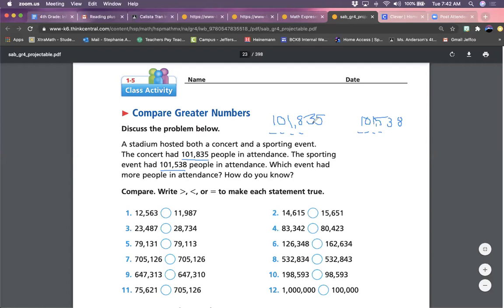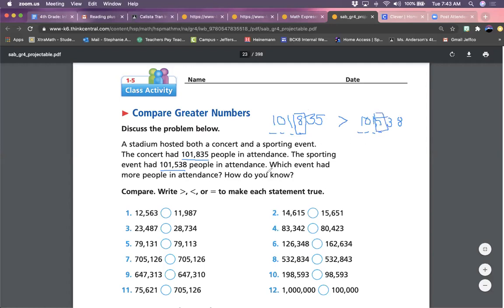I know that my 800 is greater than my 500. So I'm going to go immediately here. It doesn't matter that there's 35 here and 38 here. I stop at whatever place value they become different, and figure out which one is greater. And I know that 800 is greater than 500.